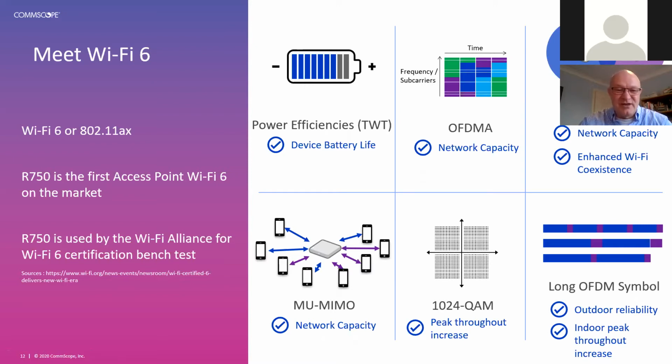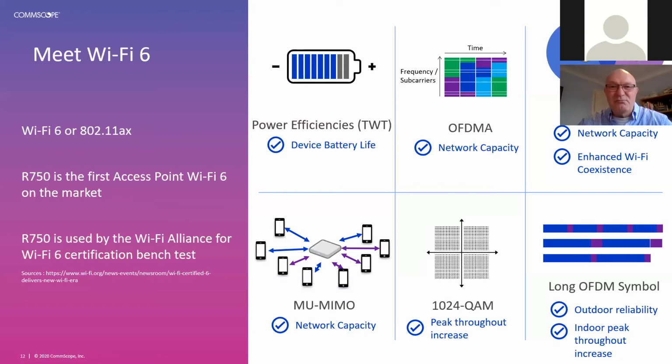So quite proud within Ruckus Networks to be able to be there with that R750, and of course we'll see the rest of the range as we move forward. So what does Wi-Fi 6 actually give you? In a nutshell, there's 6 specific areas here.